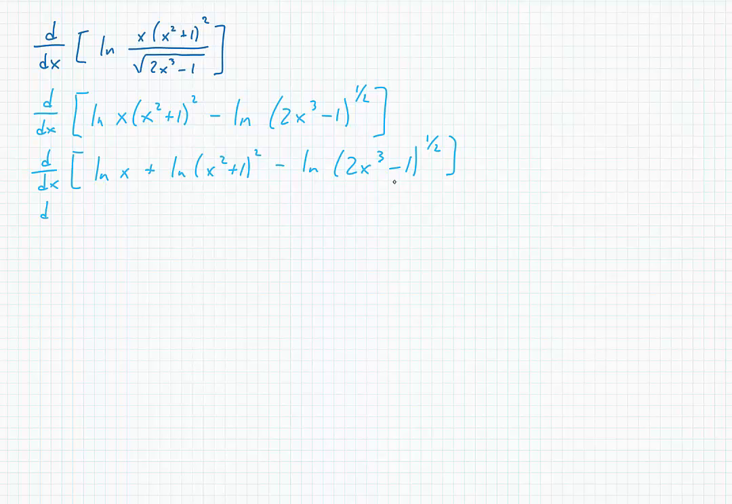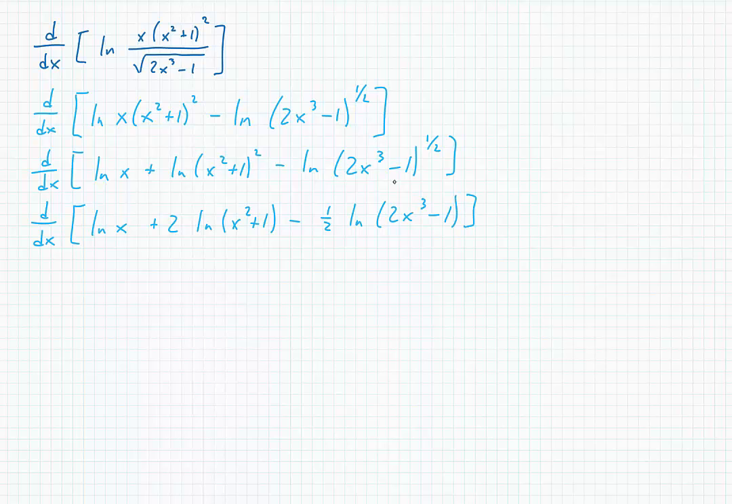And then finally we can pull exponents out front of natural logs when the exponent applies to everything that we're taking the natural log of. That's why we haven't been able to do this yet, but we can do it now. So we're going to have the natural log of x plus 2 times the natural log of x squared plus 1, minus 1/2 times the natural log of 2x to the third minus 1.